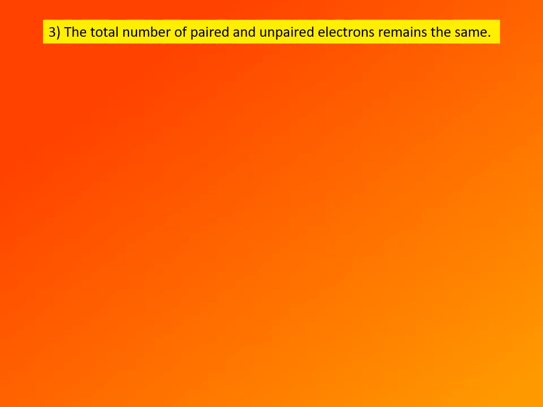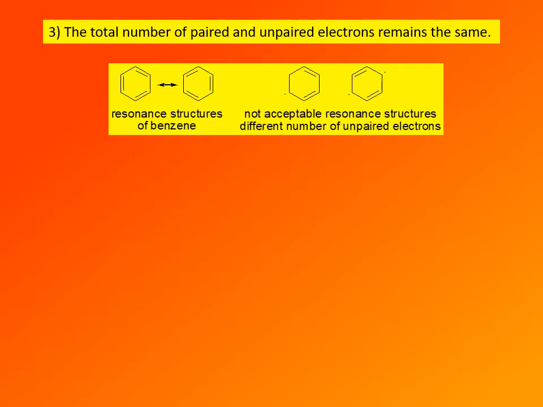The total number of paired and unpaired electrons should remain the same in all the individual resonance structures. Here is an example of benzene. On the left are two correct structures, with no unpaired electrons. On the right are structures that are not acceptable. It is not acceptable to homolytically break a double bond to generate additional resonance structures with unpaired electrons. Those would be much higher energy structures, and they don't contribute to the resonance hybrid.